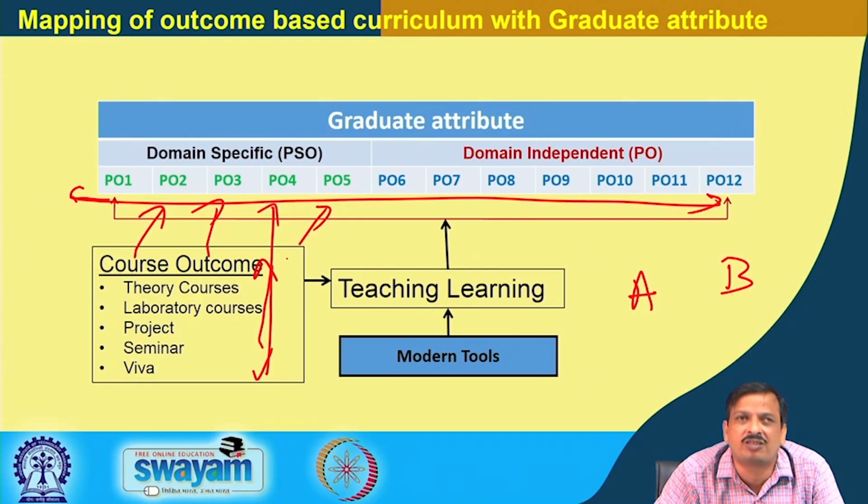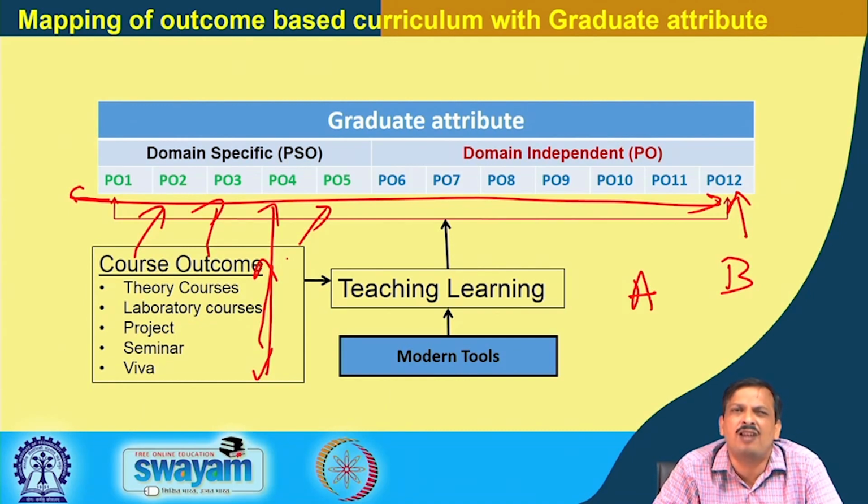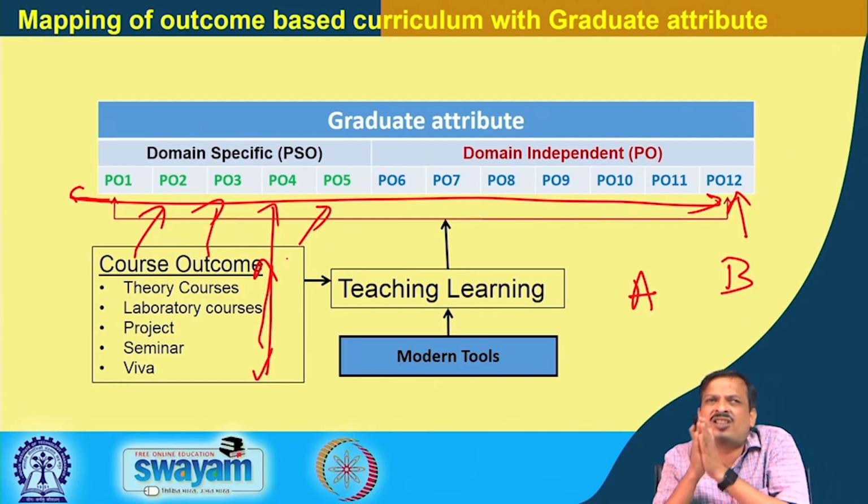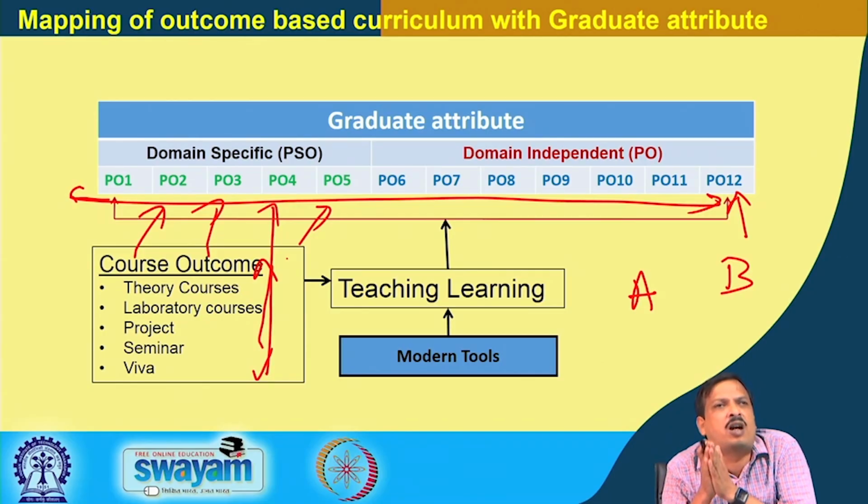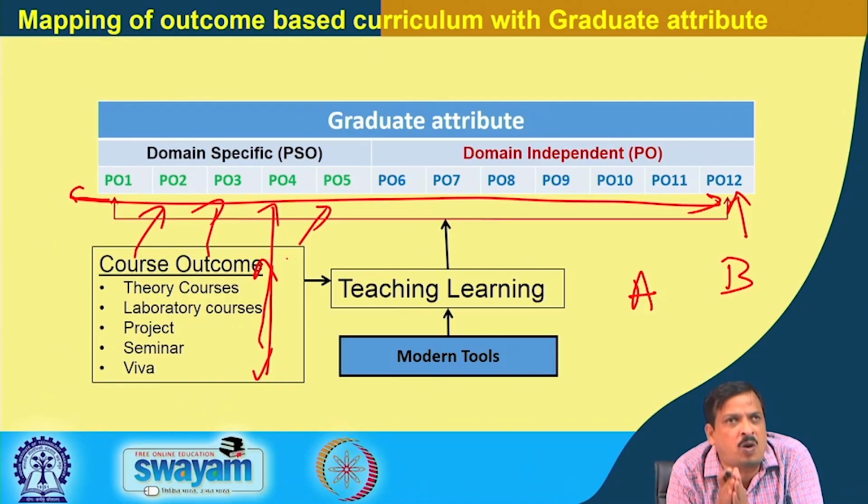Teaching learning process, lifelong learning, PO number 12, or self learning ability. Can I offer a course to develop the skill of self learning ability? So, when I say the mapping between CO and PO, graduate attributes, not only do I consider the course outcome, but also I consider the teaching learning process.